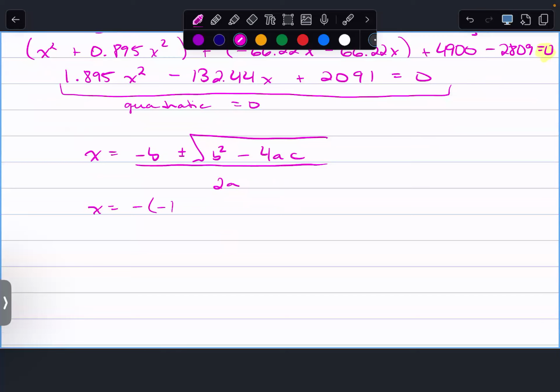Negative 132.44 plus minus the square root of negative 132.44, but you want to make sure that's wrapped up in brackets, right? Because then otherwise you won't get rid of the negative. Minus 4 times A, which is 1.895, times C, which is 2,091.